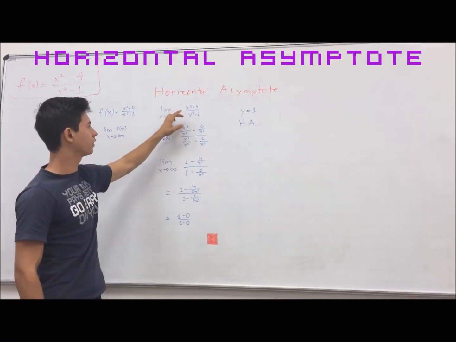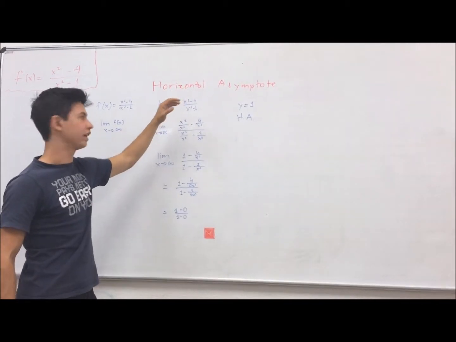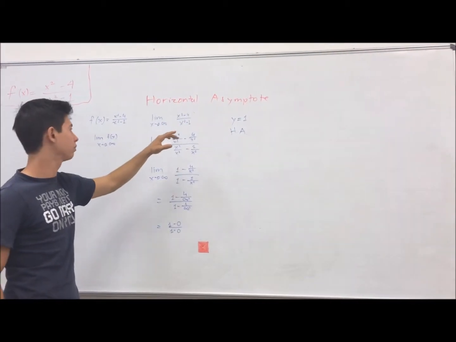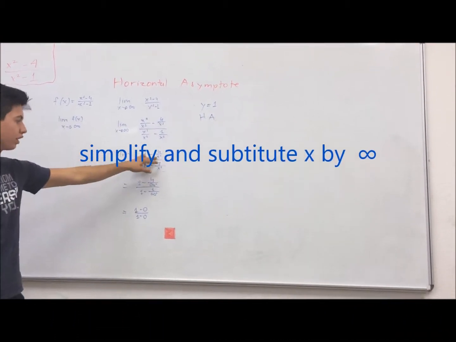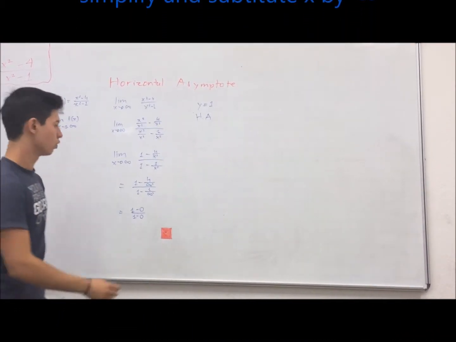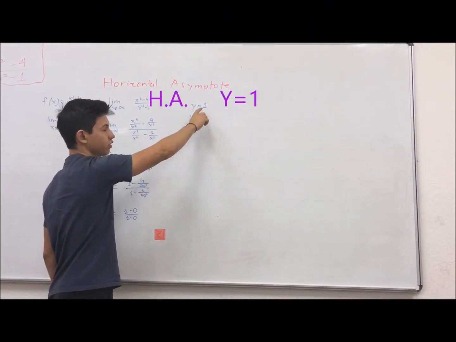So what we have to do first is divide every factor by the x with the biggest exponent, which gives us that the horizontal asymptote y is equal to 1.